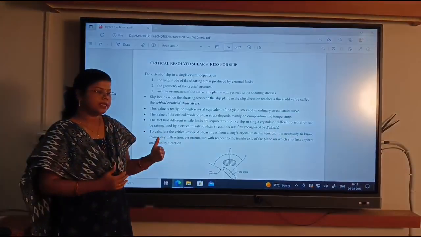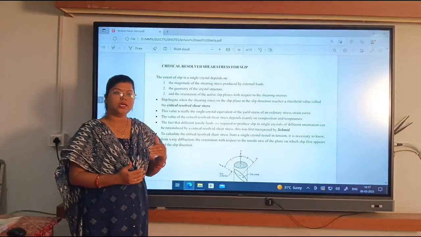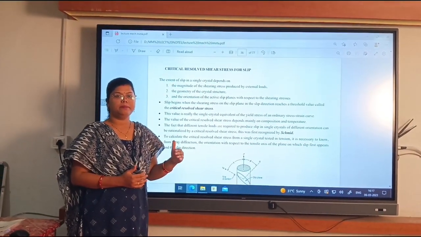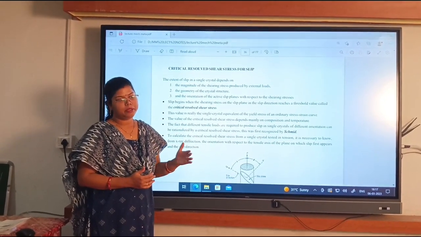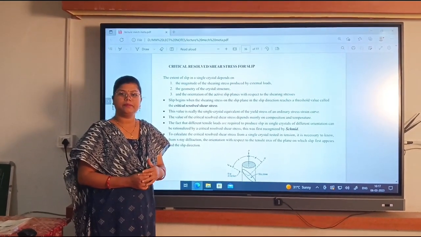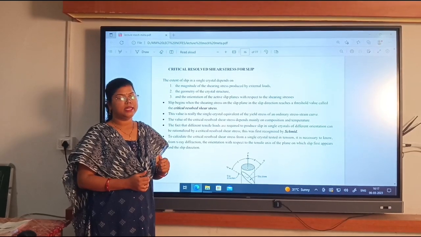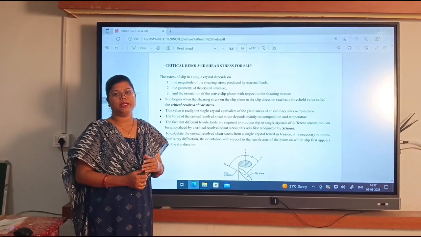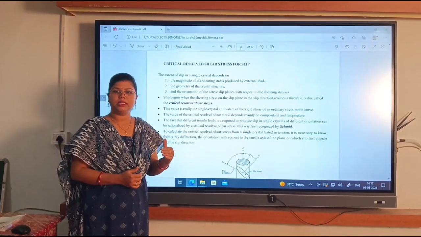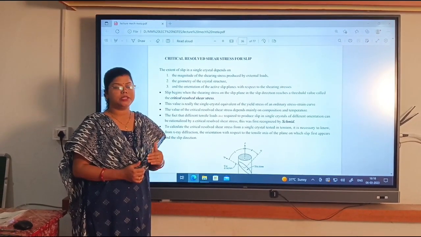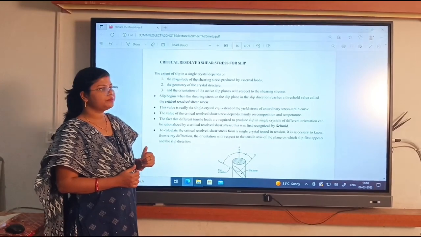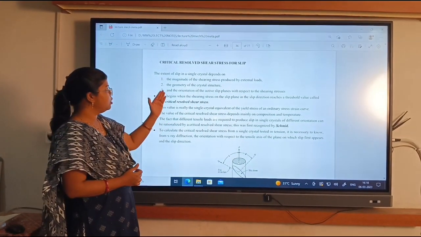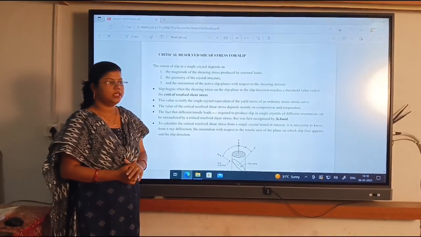We apply some external load on a particular slip plane, which is called the preferred slip plane, and it is easier for slip to happen on that plane. There are different preferred slip planes for the BCC crystal structure, the FCC crystal structure, and the HCP hexagonal close-packed structure. So let us discuss what exactly critical resolved shear stress is.